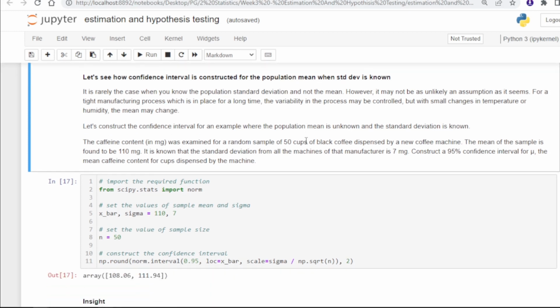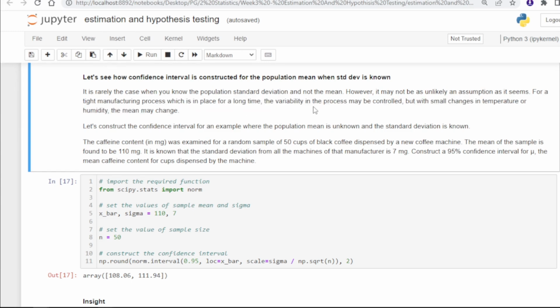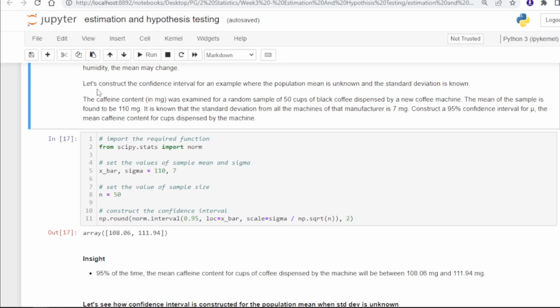For a tight manufacturing process which has been in place for a long time, the variability in the process may be controlled. But with small changes in temperature or humidity, the mean may change, obviously. So let's construct the confidence interval for an example where the population mean is unknown and the standard deviation is known. The caffeine content in mg was examined for a random sample of 50 cups of black coffee dispensed by a new coffee machine.